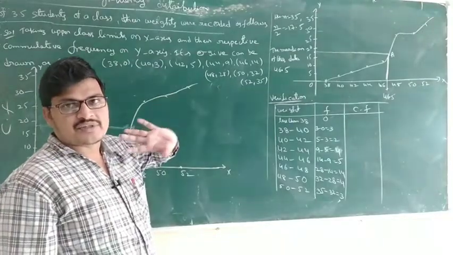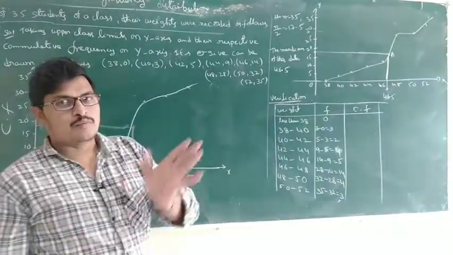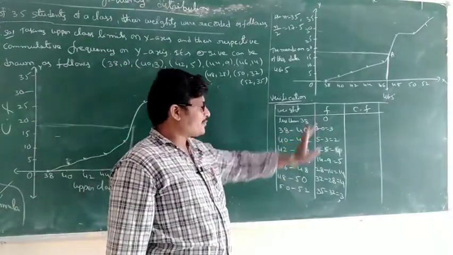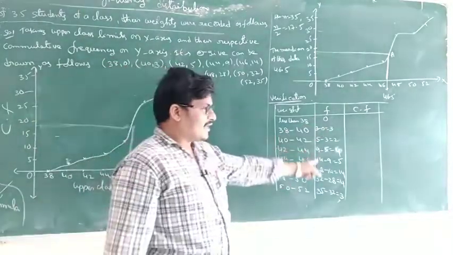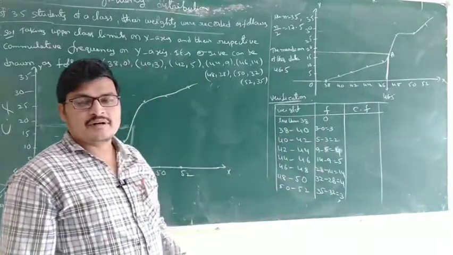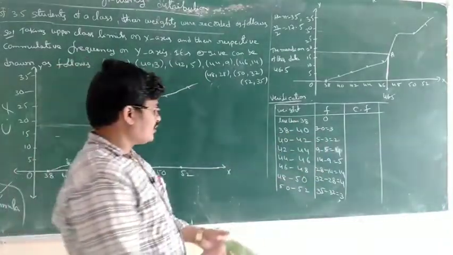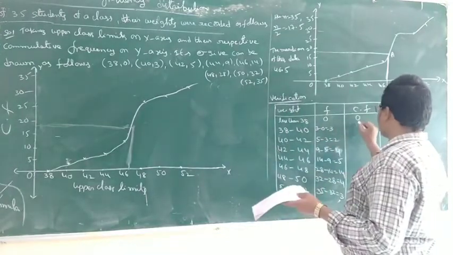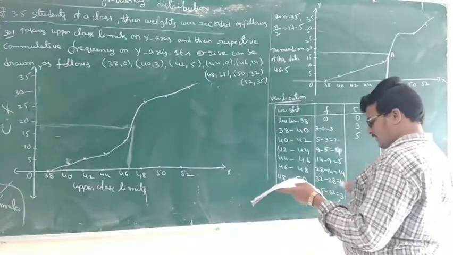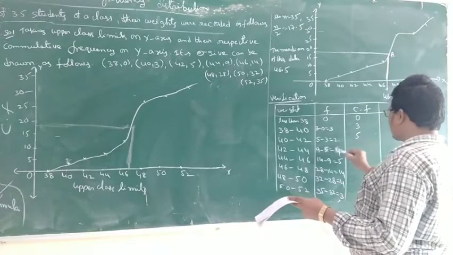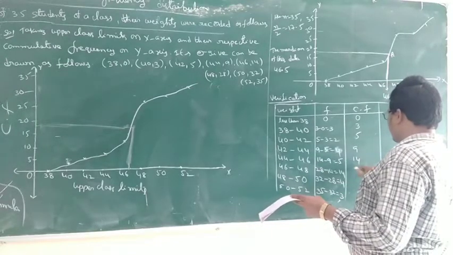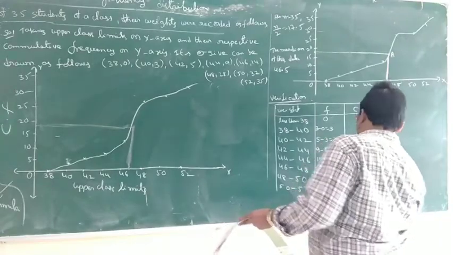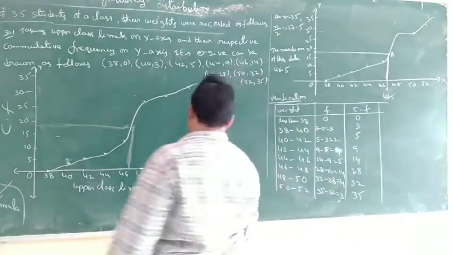There are 3 types: less than type, more than type. Less than type means adding. So cumulative frequency means first of all 0, 0 plus 3 is 3, 3 plus 2 is 5, 5 plus 4 is 9, 9 plus 5 is 14, then 28, 30 to 35. This is the cumulative frequency.